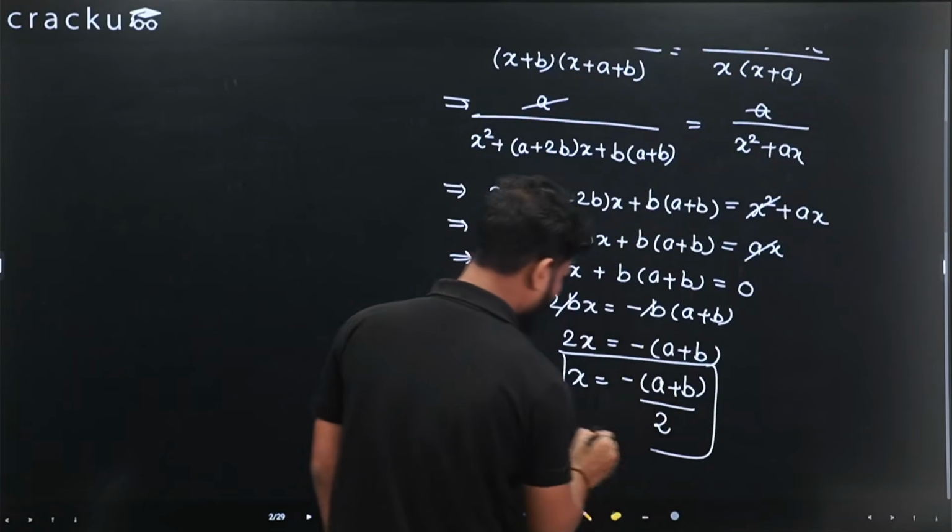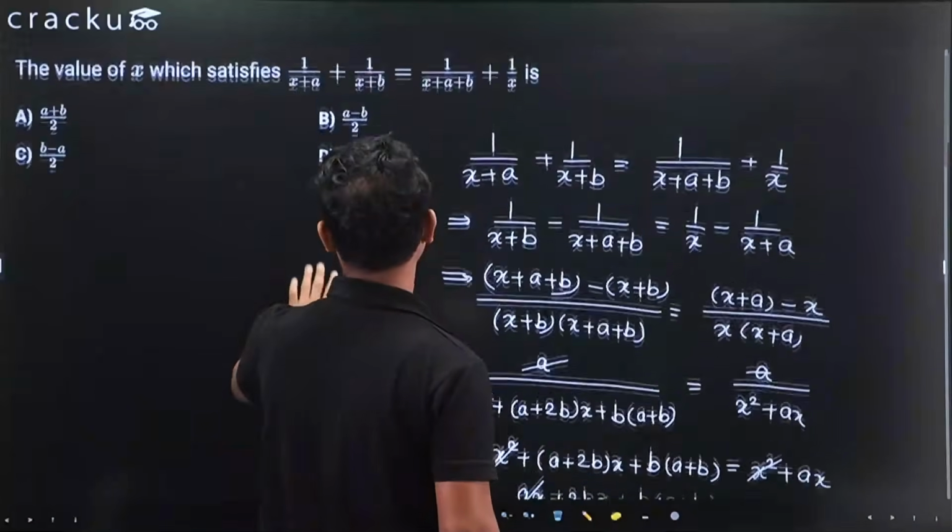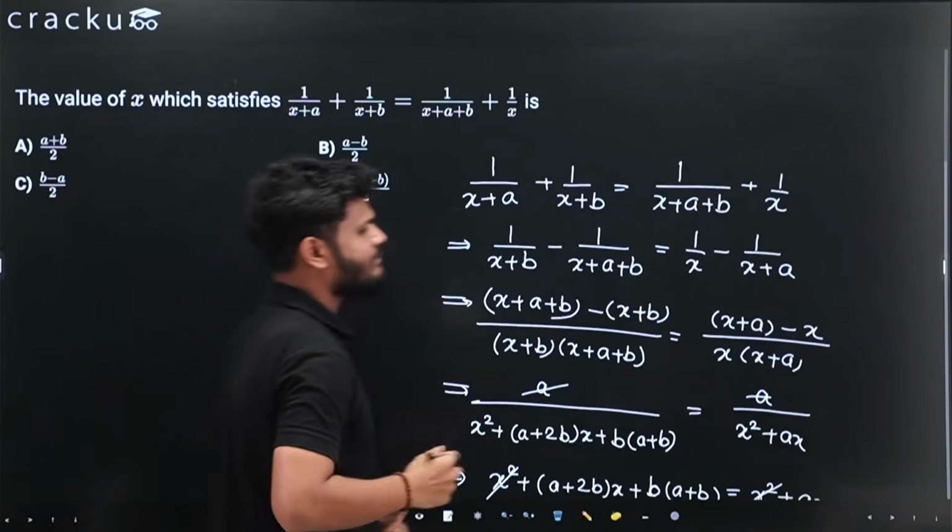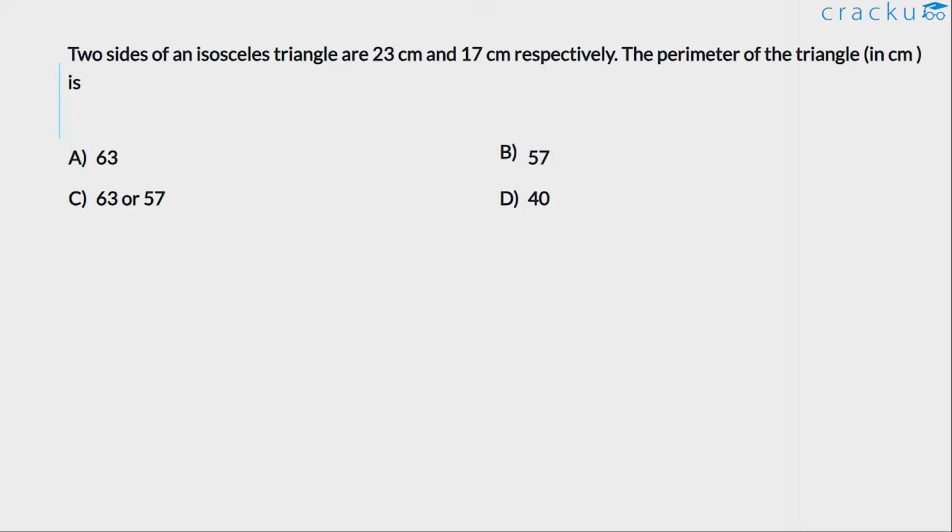So this is the value of x which will satisfy the equation. It is given in option number D. So option number D is the correct choice here.